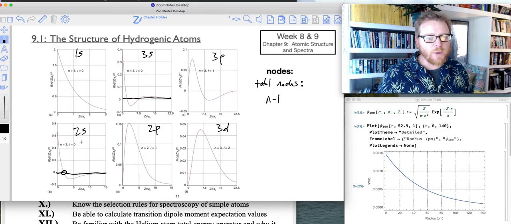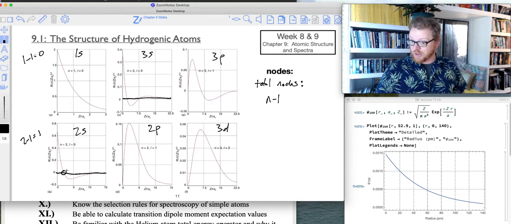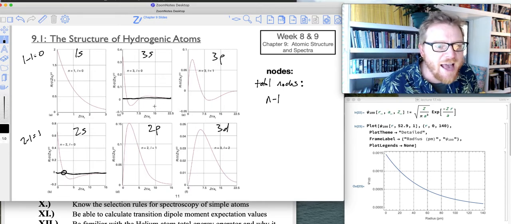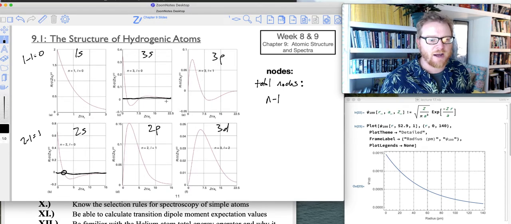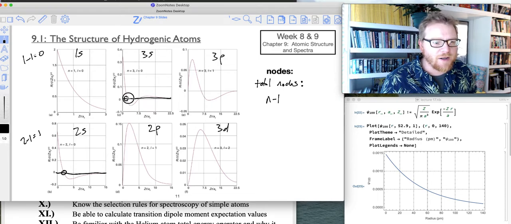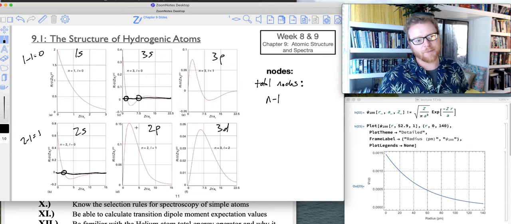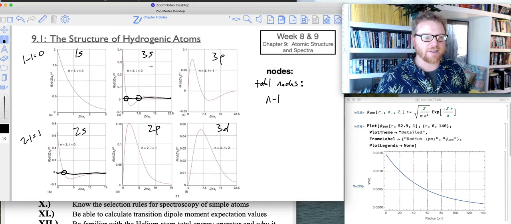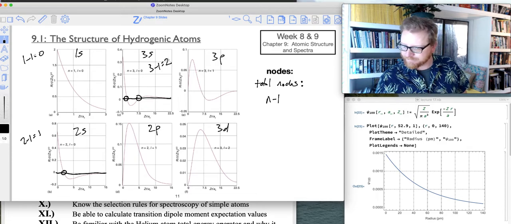node. So we can see with 2s, 1 minus 1 equals 0, and over here, 2 minus 1 equals 1. So there's our node. Let's keep going with 3s. Maybe my marker just covered it up, but there are 2 nodes. There they are. And so that goes as 3 minus 1 equals 2.